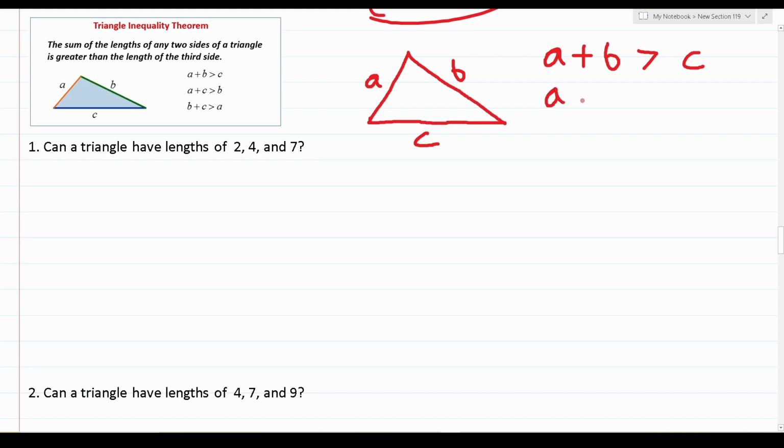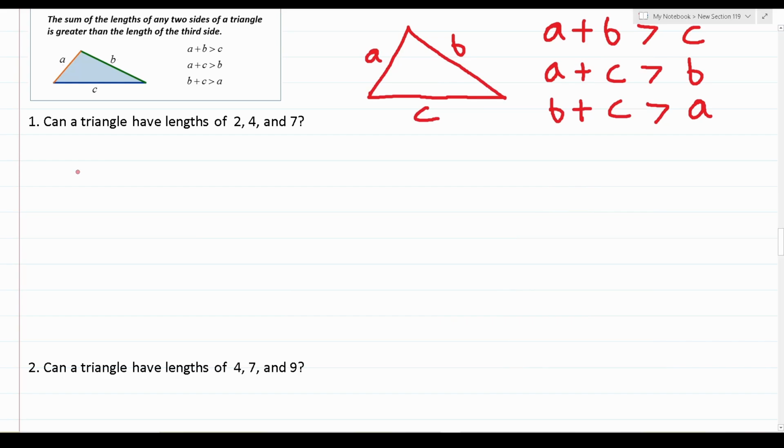Likewise, side length A plus side length C has to be greater than side length B. And side length B plus side length C has to be greater than side length A. So with that in mind, let's go ahead and look at a few practice questions here. So this first question says, can a triangle have lengths of 2, 4, and 7? And we're going to use the Triangle Inequality Theorem to figure this out.